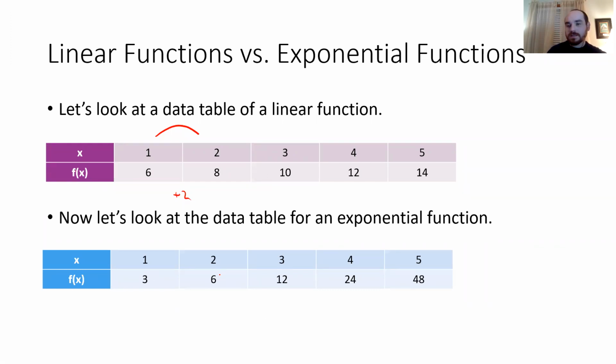Here we go from 3 to 6, then we go from 6 to 12, and then 12 to 24, and then 24 to 48. So what we're seeing is each time here, we're multiplying by 2. And this is a little bit different. If you tried to find some kind of x squared function to fit this, you wouldn't be able to do it. This is actually what we call an exponential function.